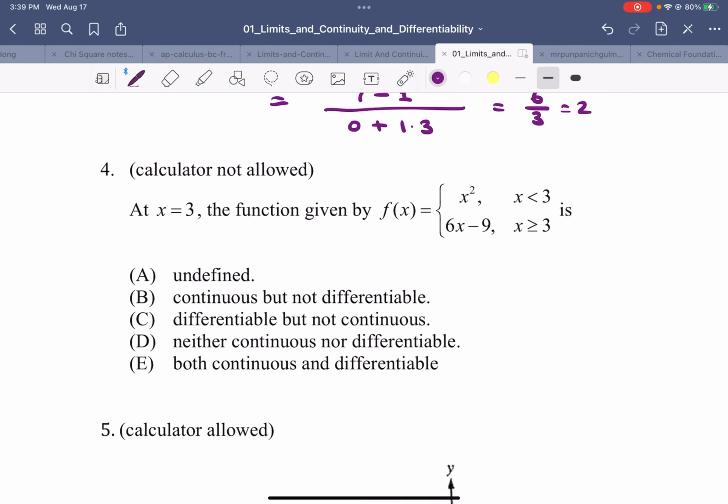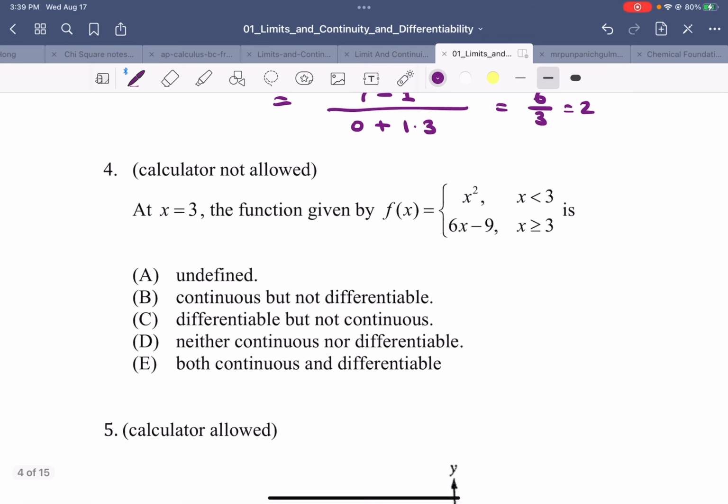Okay, so at x equals 3, the function given by f of x, they gave you that piecewise function. So now, to be continuous or not, you have to check the left hand side limit and right hand side limit. So you plug in 3 into here, you plug in 3 here. So let's see if that's the same value or not. When you plug in 3, squared is 9. And then right hand side, when you plug in 3 into the second equation, 6 times 3 is 18. 18 minus 9 is also 9. So check, yes, they are the same value. That means it is continuous at x equals 3.